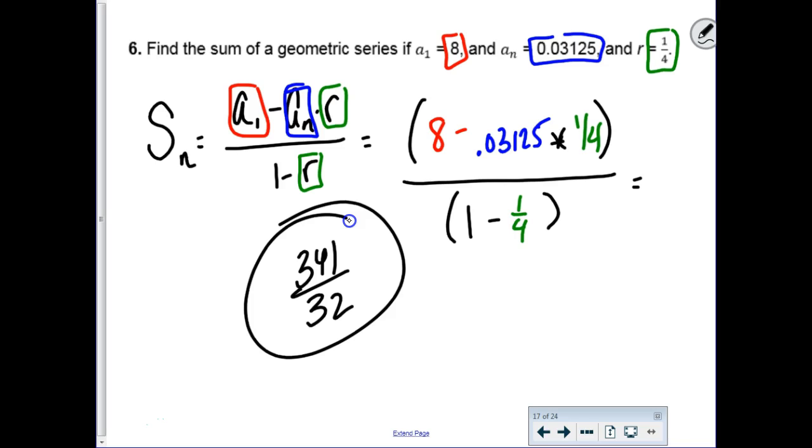What did I screw up? Neither of you match me? Well, that's a shame. Well, it's probably me. All right, make sure you open a parenthesis, and then 8 subtract 0.03125 times 1/4, close the parenthesis. Make sure you hit a division sign next. And then open another parenthesis, 1 minus 1/4. Did you hit math enter? It should bring you back to 341 over 32. Or else I'm wrong.